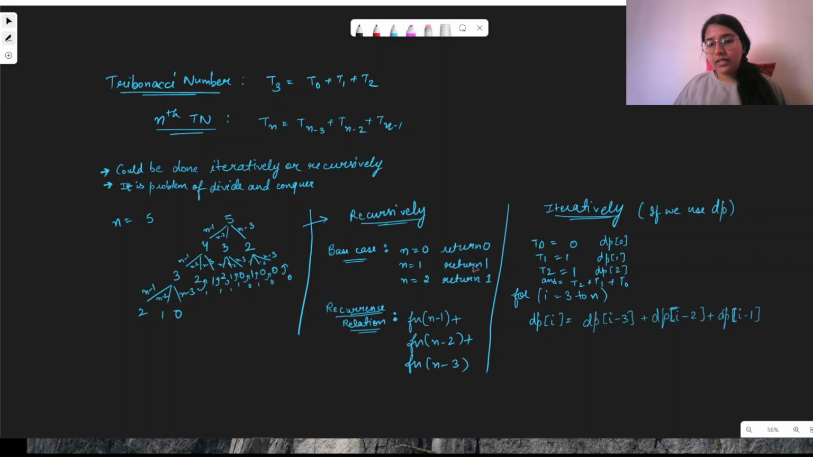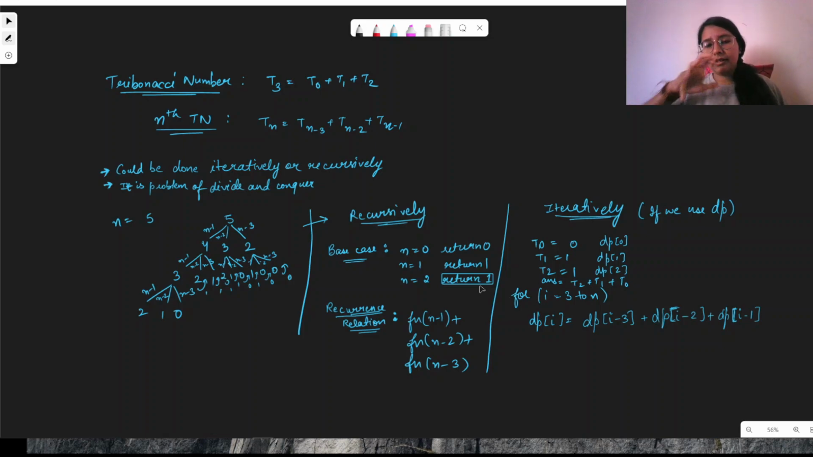When n equals 1, we return 1. And when n equals 2, we will be returning 1, because the first three elements are fixed. That is the T0 term, which is 0, the T1 term, which is 1, and the T2 term, which is 1.